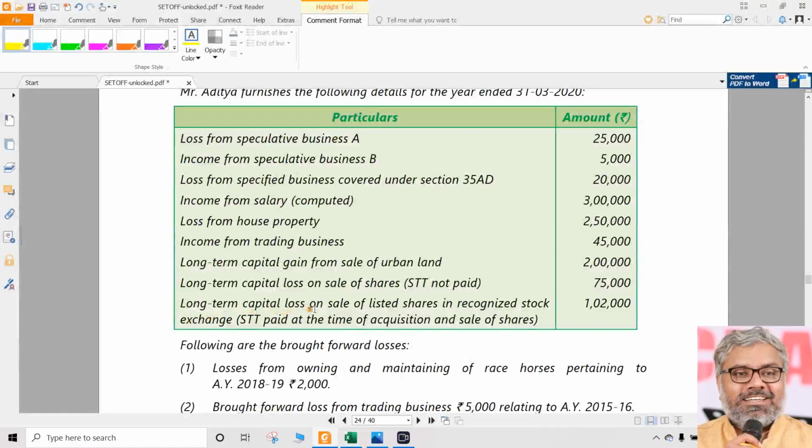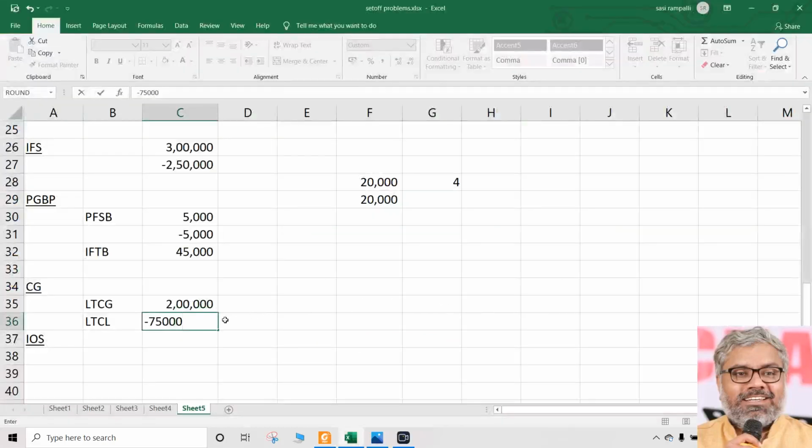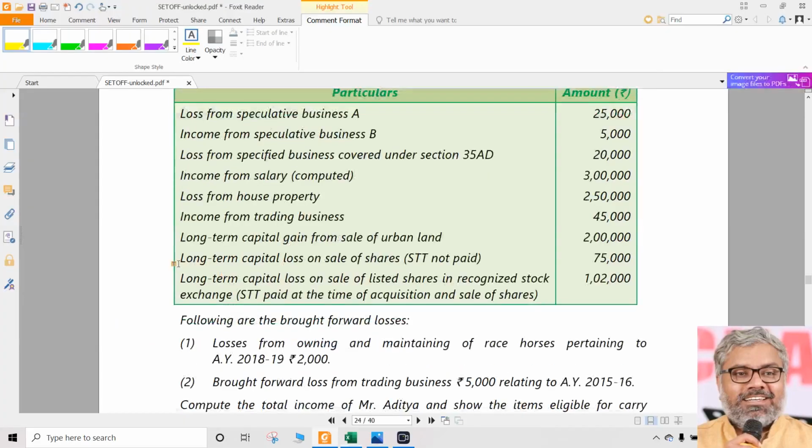But not only that, there is another long-term capital loss on the sale of listed shares on a recognized stock exchange. STT was paid, that is 1,02,000. Can that be set off also? Yes, because once again, long-term capital loss can always be set off against long-term capital gain. No problem in that. But the reverse is not possible. But a question comes here. This is a common point.